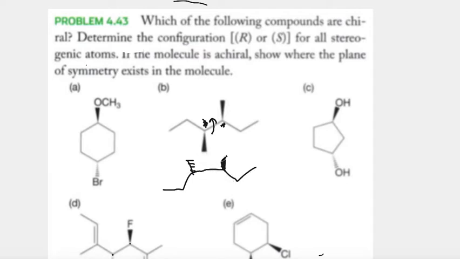Now, and only now we can ask, is there a line of symmetry? And the answer to this is no, because my methyl groups are not the same. This methyl group is a wedge and this methyl group is a dash. They're not the same, therefore there is no line of symmetry. Therefore this molecule is chiral.